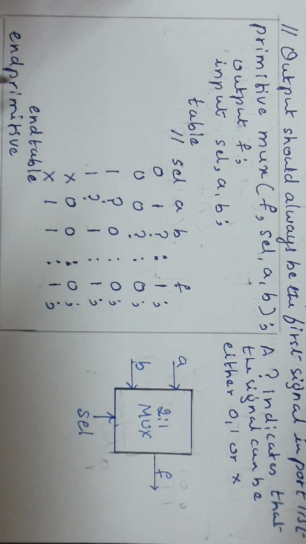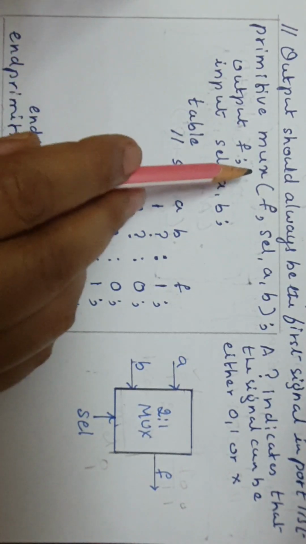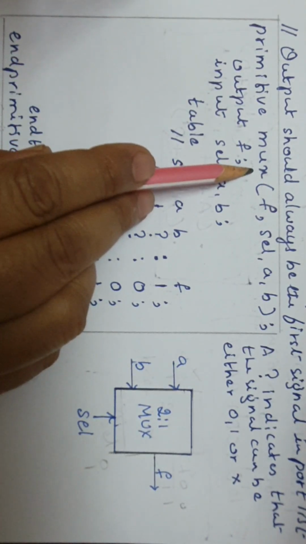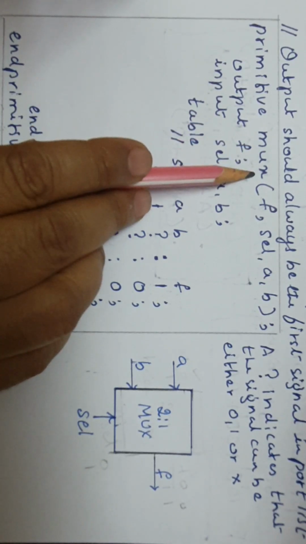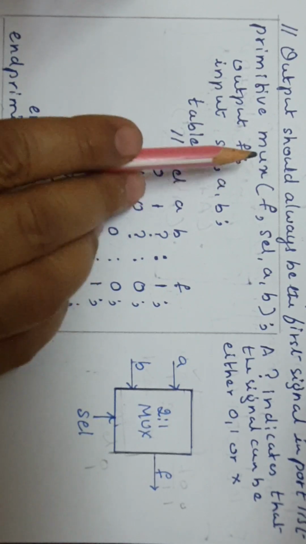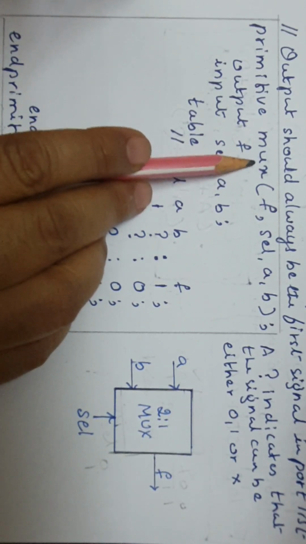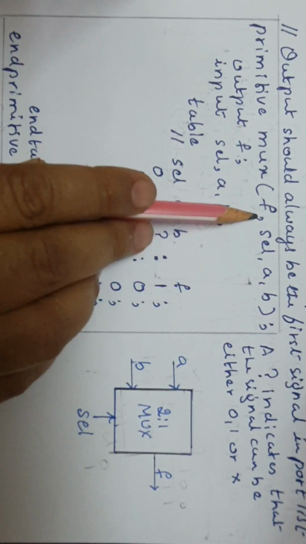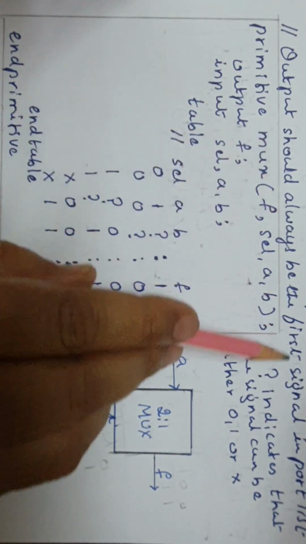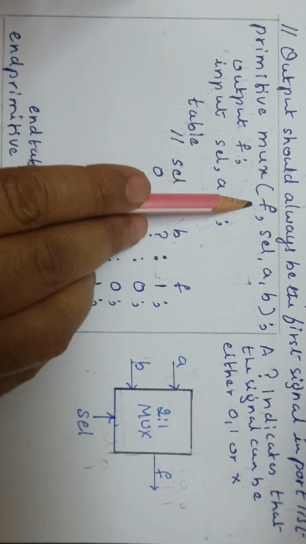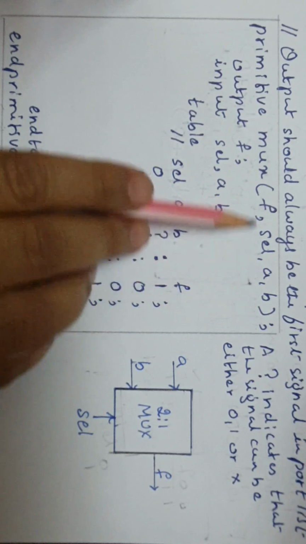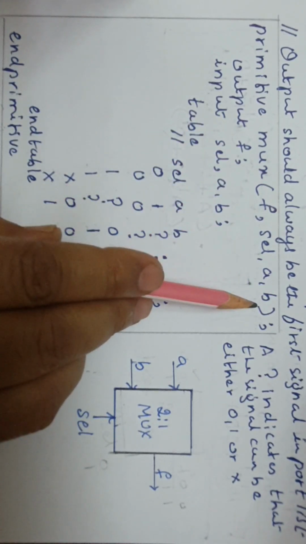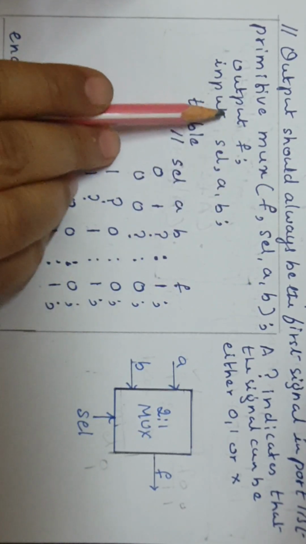So between primitive and end primitive we write the user-defined primitive. Here the name of this primitive or program is MUX. A relevant name we have to give. Any name can be given, but because we are going to implement a 2:1 mux, we have given MUX here. In brackets are the set of inputs and outputs, but as per this instruction, always the output signal only we have to mention first in the port list. This is the port list. SEL, A, B are the inputs, F is the output.